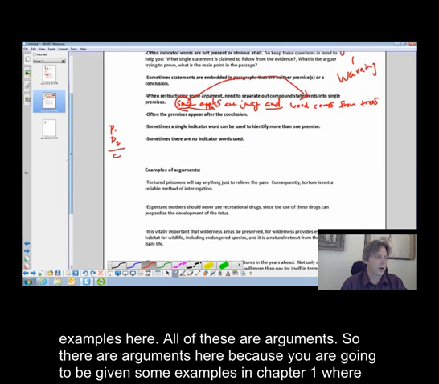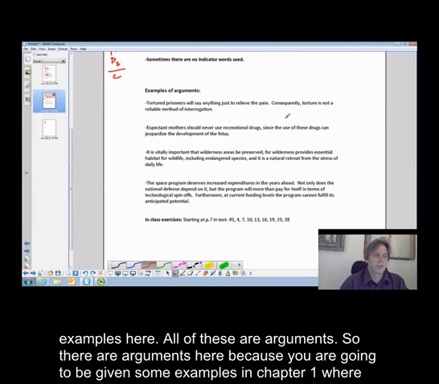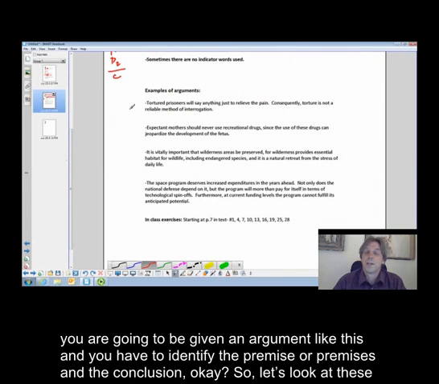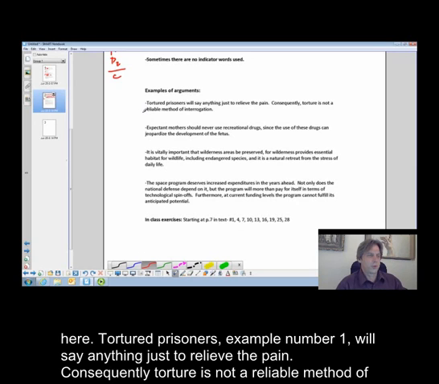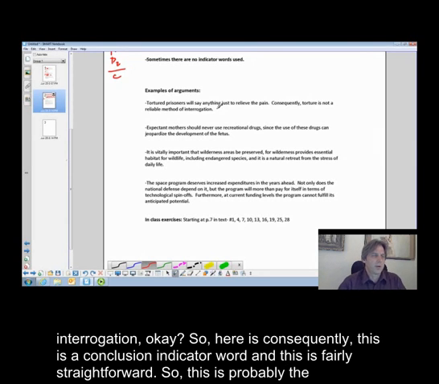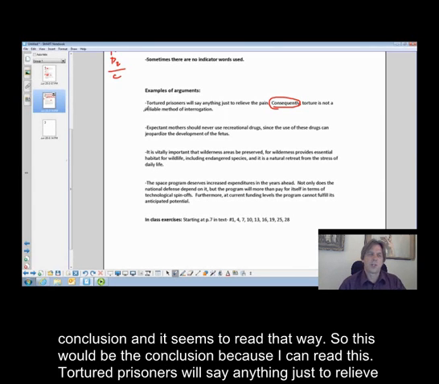All of these are arguments, because you're going to be given some examples in Chapter 1 where you're given an argument like this, and you have to identify the premise or premises and the conclusion. So let's look at these here. Example number 1: Tortured prisoners will say anything just to relieve the pain. Consequently, torture is not a reliable method of interrogation. Okay? So here's consequently. This is a conclusion indicator word, and this is fairly straightforward.